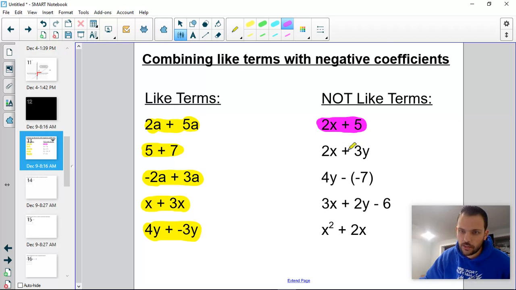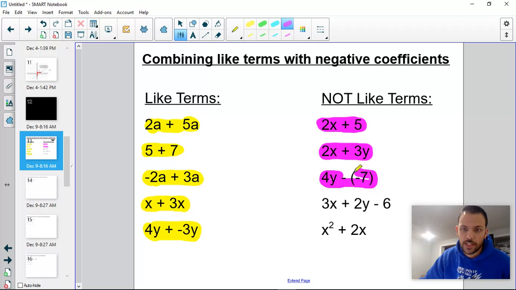2x plus 3y. Now these both have variables. This one has an x, this one has a y, but they're not the same variable. So these are not like terms. We cannot combine this into 5xy or 5x or 5y. This has to just be left as 2x plus 3y because they have different variables.